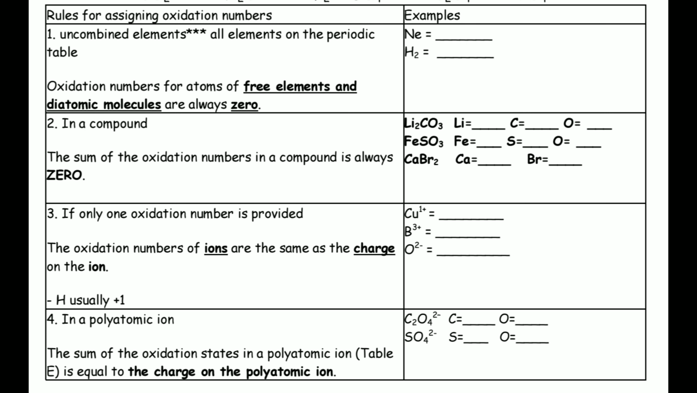Here are the 4 rules that you will need to follow in order to assign oxidation numbers to any element, whether it is free or in a compound. Take a minute to pause the video, write down these rules, and we will work through an example for each rule.